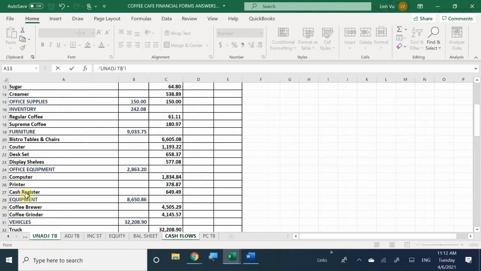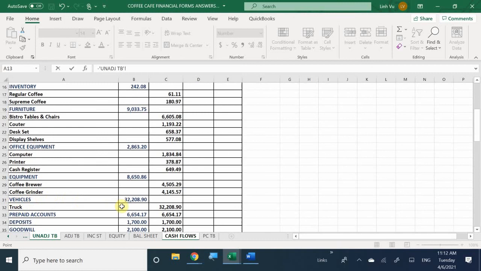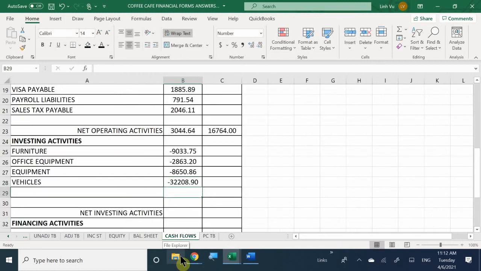Okay, go to your unadjusted trial balance. We originally purchased it for $32,208.90, okay? All of these are going to be negative values because we've already spent the cash. We don't have it, right? So that is the idea here, that all fixed assets are going to reflect as negative because you spent the money already. It's gone. Okay?